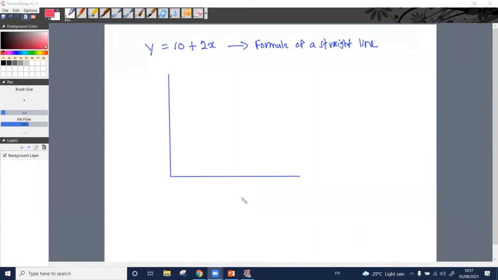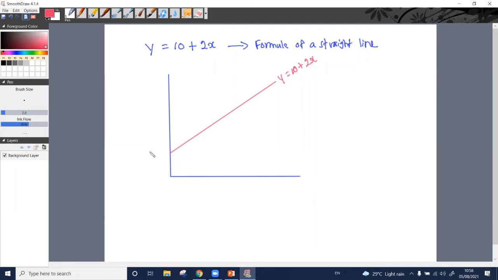Yes, it should go upward. Why? It is a positive value. The slope value is positive 2. If it is a positive value, what should happen? It should go upward. It means something like this. Right? This is y equals 10 plus 2x. If we graph this, it should look like this.